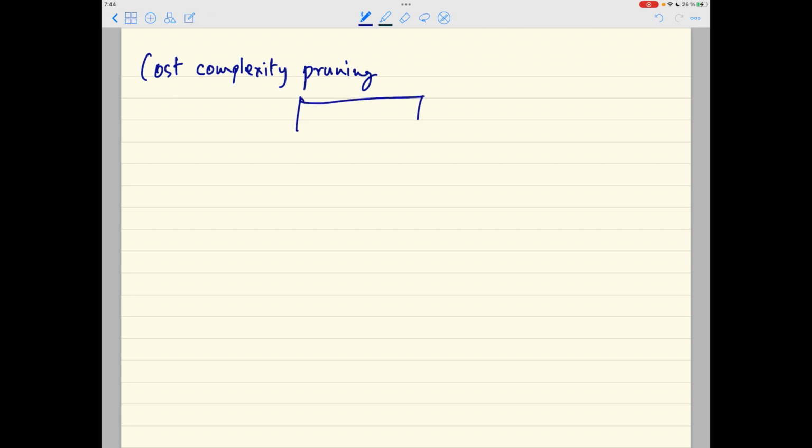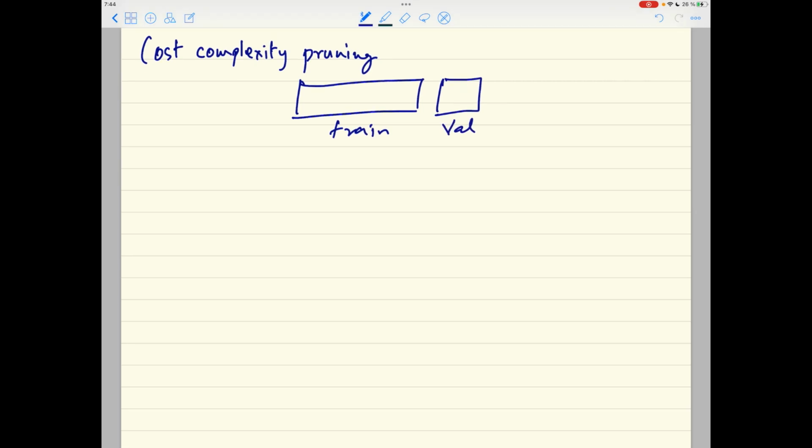Okay, so let's say you have a training data set, which is shown here, and along with it a validation set, which is not used during training. On the training set, first you minimize the mean squared error and construct your full decision tree. In the previous example, this full decision tree had 3 levels with 4 leaf nodes. So I'll just repeat it here.